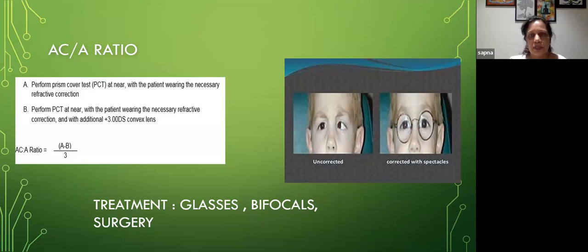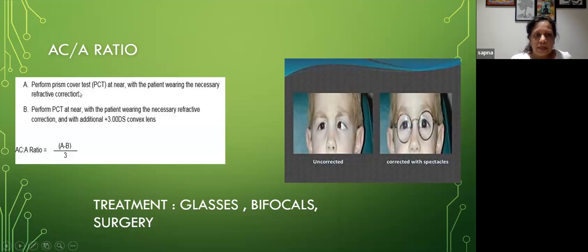After wearing the full correction, which is the cycloplegic correction, you measure the deviation for distance and check for a deviation at near. Then, if there is a deviation at near, add +3 in both eyes and recheck the deviation. So the formula here is A minus B divided by 3.